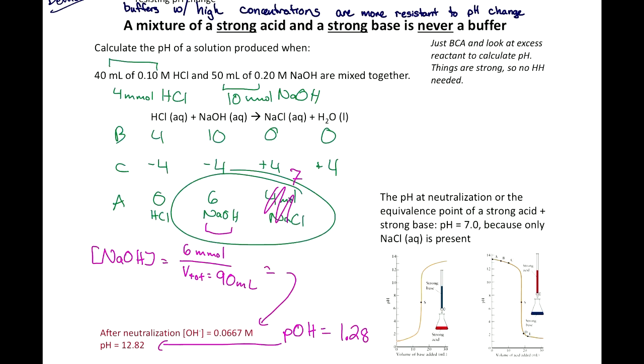Right? So here, between a strong acid and strong base, honestly, the calculation's easier. It's just a BCA table. Take the excess thing. That's what dictates your pH. Never did we have to do an ice table. Because is there anything weak here? Nope, everything's strong. But you still have to do that BCA table to figure out what's in excess. Okay.